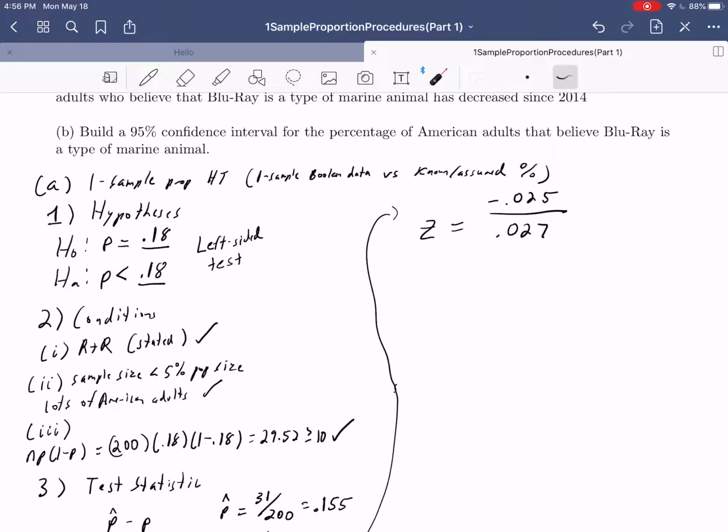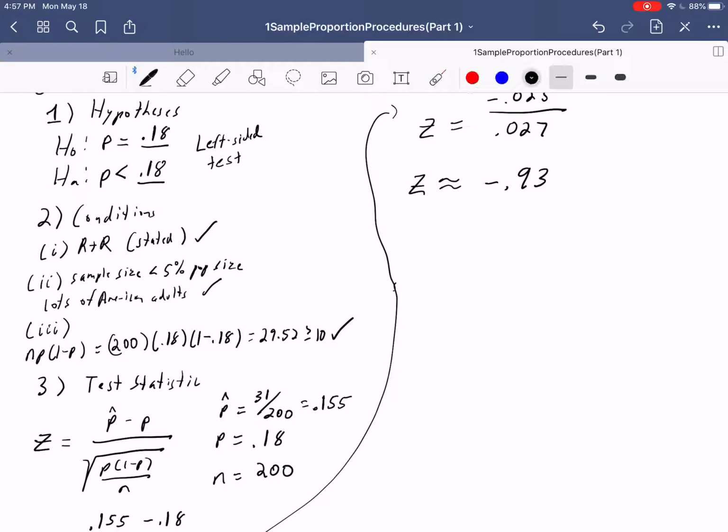And it looks like our z-score here should be approximately negative 0.93. Now you will notice that the z-score I only keep two decimal places on because we're going to look that up on table A. And remember, on table A, you only have two decimal places of accuracy. So here at the very end, it is okay to go ahead and round to two decimal places.